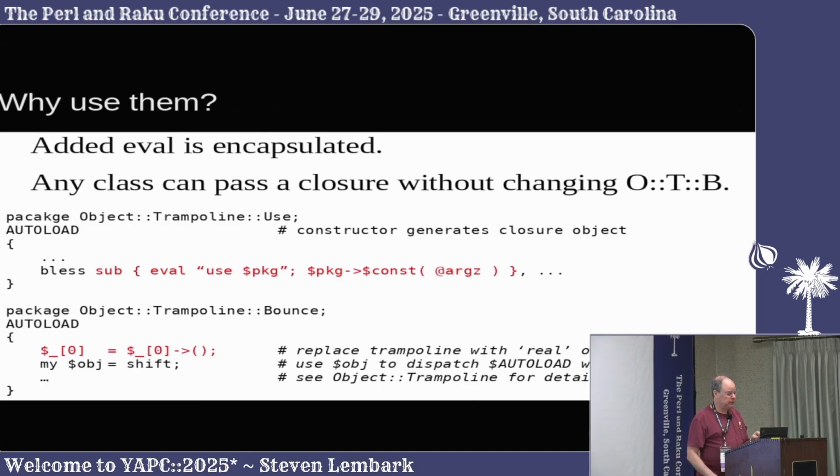At that point, notice something. Object Trampoline bounce at the bottom doesn't change. The closure encapsulates everything that happens, the extra use statement, and then call the constructor. Well, at that point, I don't have to modify Object Trampoline bounce to have different things utilize it. I can have another one that does a require, another one that does a use, and some setup. I can do all kinds of custom things and bless them into bounce. Bounce has no idea what's going on.